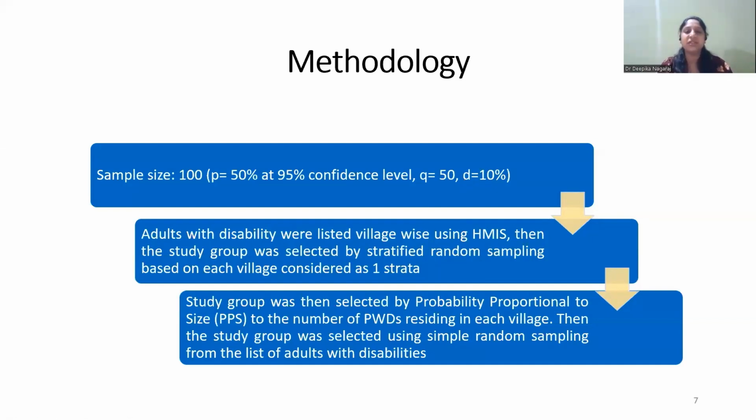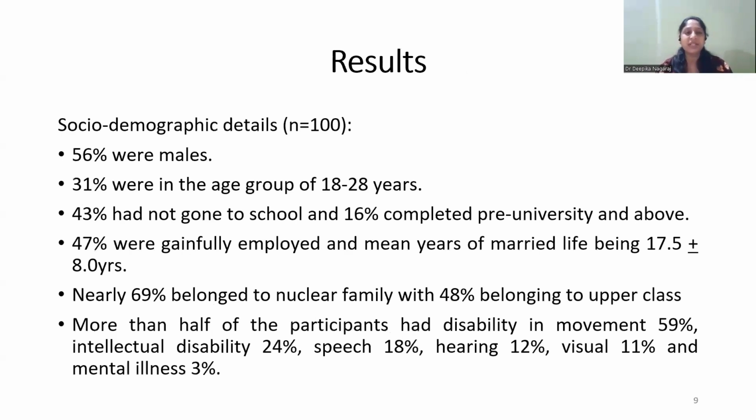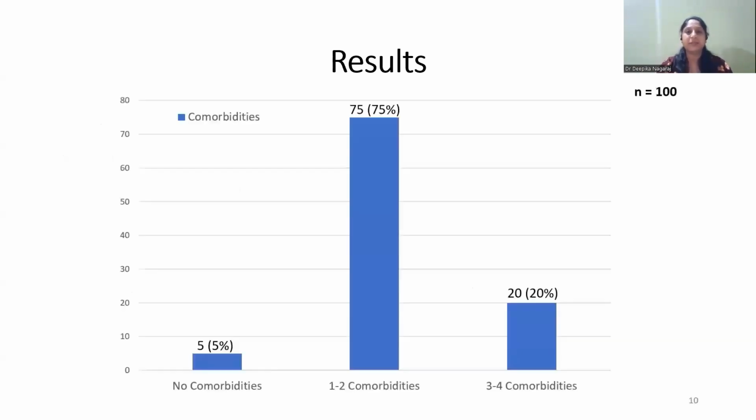Then the study group was selected using simple random sampling from the list of adults with disabilities. The study tools used were socio-demographic details, and the comorbidities assessed were hypertension, diabetes, anemia, obesity, seizure, asthma, and tuberculosis. Coming to our results, about 56% were males, but 31% were in the age group of 18 to 28 years. More than half of the participants had disability in movement.